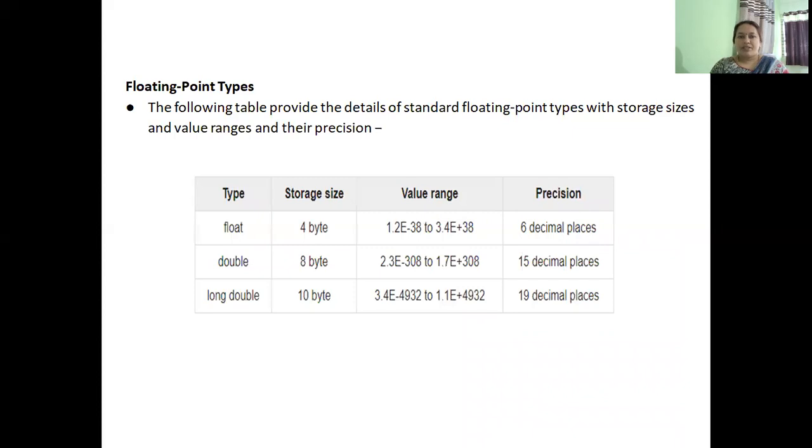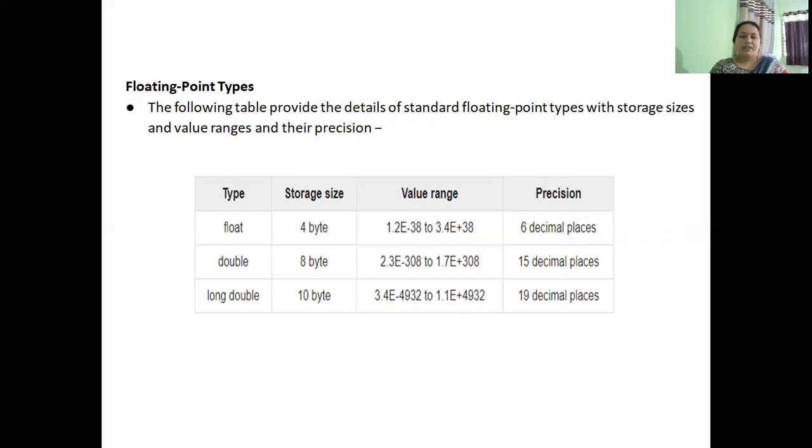Next, we have the floating point type, the second main category of primary data type in C. The size, value range, and precision of the three types of floating point data types, float, double, and long double, are given in this table. Float takes a storage size of 4 bytes, and the value range it can take is 1.2 e minus 38 to 3.4 e plus 38. The precision is 6 decimal places. You can put 6 digits after the decimal point.